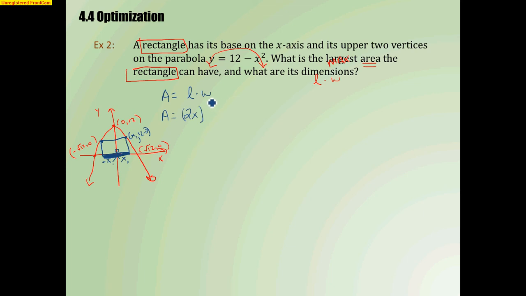And then what is the width? What am I calling my width? I'm calling actually my height, right? The height. Well, what's the height of this one? And it doesn't matter which side of the rectangle I'm on because it's a parabola. Isn't the height 12 minus x squared? Length, width, or height.